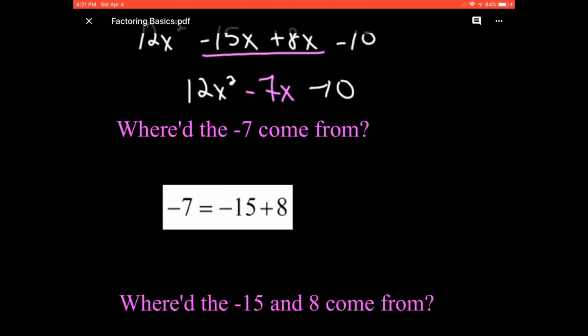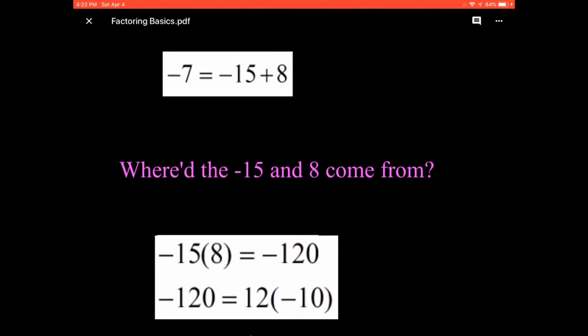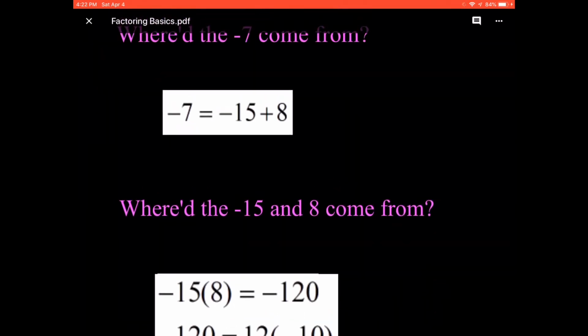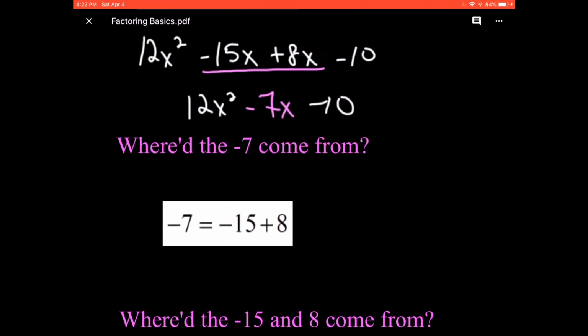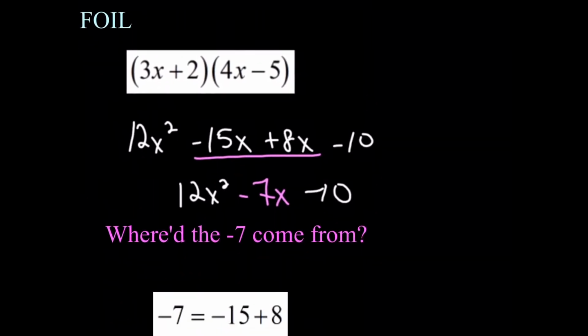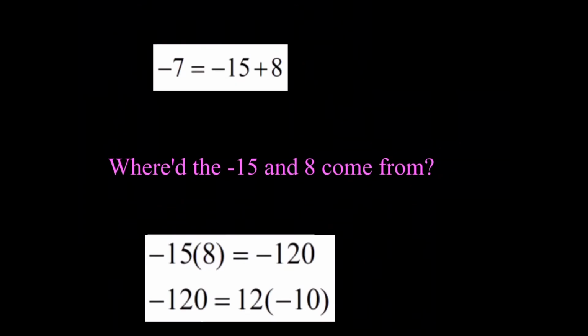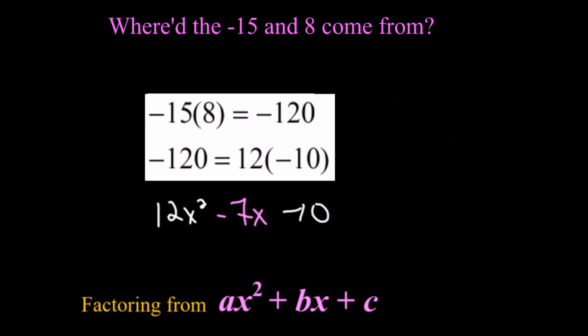Well, where did the negative 15 and the 8 come from? If we would have multiplied negative 15 times 8, we would have ended up with a negative 120. Where did that negative 120 come from? Well, that very first term was a 12, and that very last term was a negative 10. If we also would multiply the negative 10 times the 12, we would also have gotten that negative 120. So, the 12, again, came from the coefficient of the x squared, and the negative 10 came from the constant.